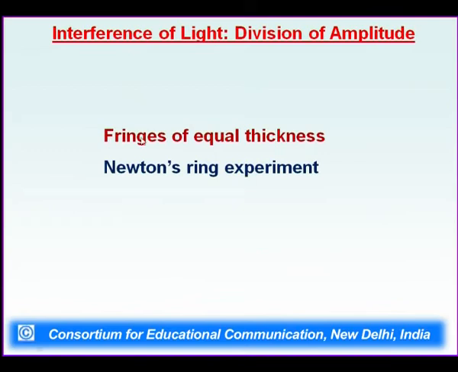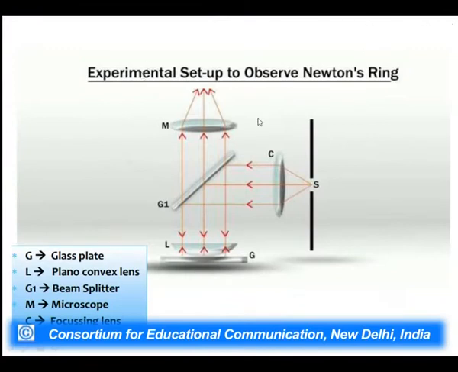Now, we calculate the fringes of equal thickness by using the Newton's ring experiment, which is due to division of the amplitude. Here in the diagram, we see the setup of the Newton's ring. This is the source, and the light coming from the source passes through the focusing lens, which is represented by C. From C, light will fall upon a glass plate G1, which is inclined at a 45-degree angle.